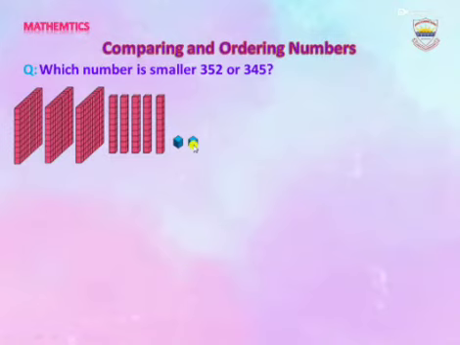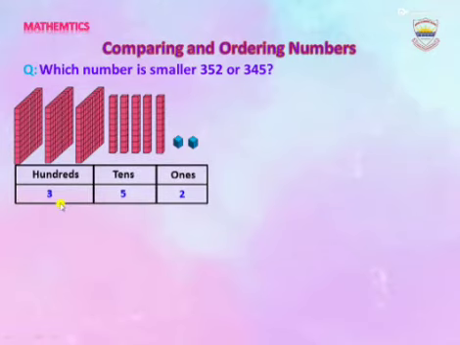What is the number? Firstly, look at the table of place value. 3 hundreds, 5 tens and 2 ones. The number is 352. Let's count the next number.